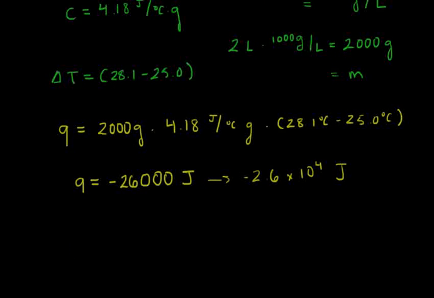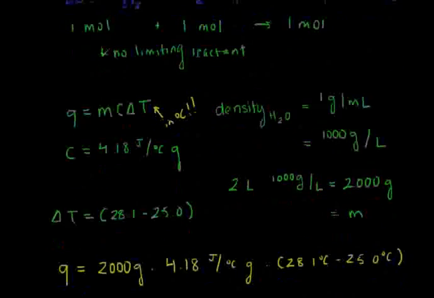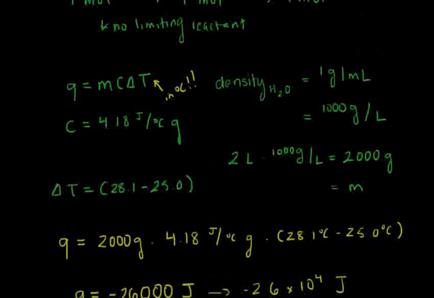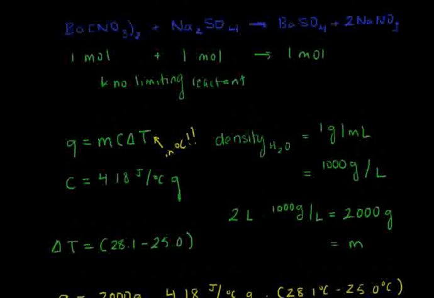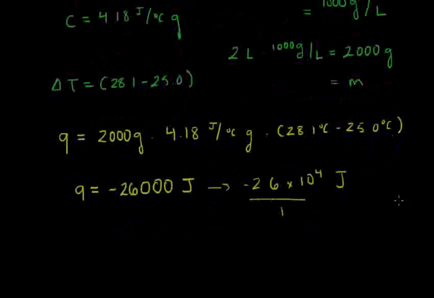Alrighty. Now, if we want to find the enthalpy change per mole of barium sulfate, we need to divide this number by the number of moles of barium sulfate produced. Thankfully, we only have 1 mole of barium sulfate, so we just divide this number by 1, which is kind of trivial. And so our solution, our delta H value, is going to be equal to negative 2.6 times 10 to the 4th joules.